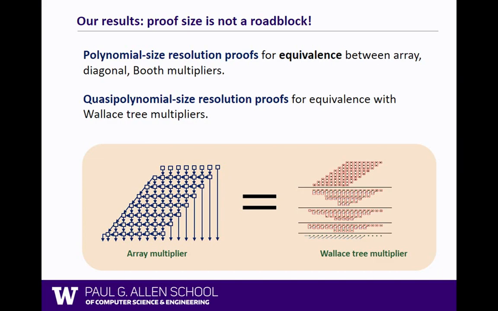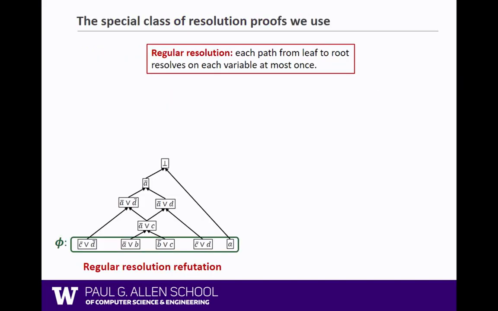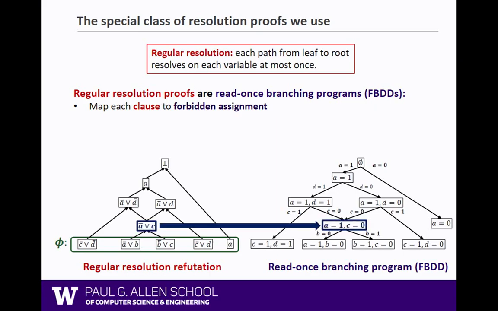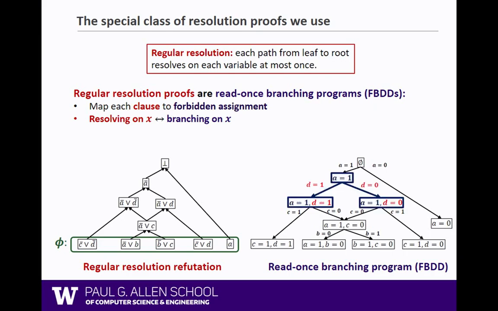What do our proofs look like? So our proofs actually fall into a special class of resolution called regular resolution. And to sum it up, basically these regular resolution proofs are read-once branching programs. So to see this, take each clause that appears in your regular resolution proof, map it to the forbidden assignment, so as shown, and then the operation of resolving on X turns into the operation of branching on X.